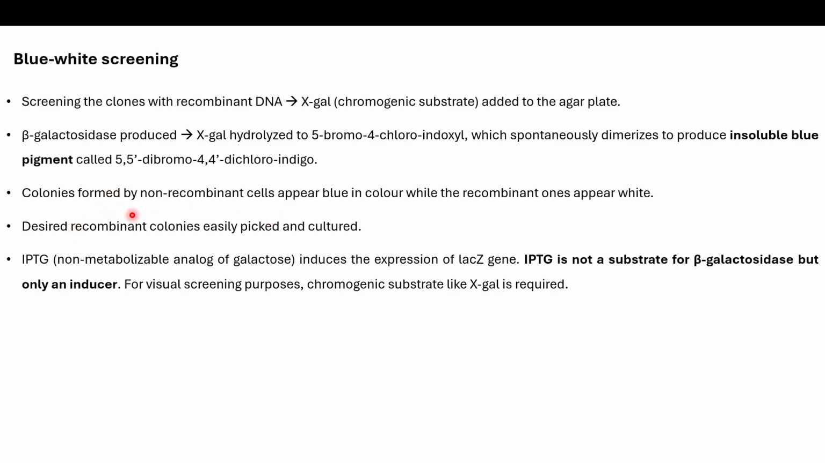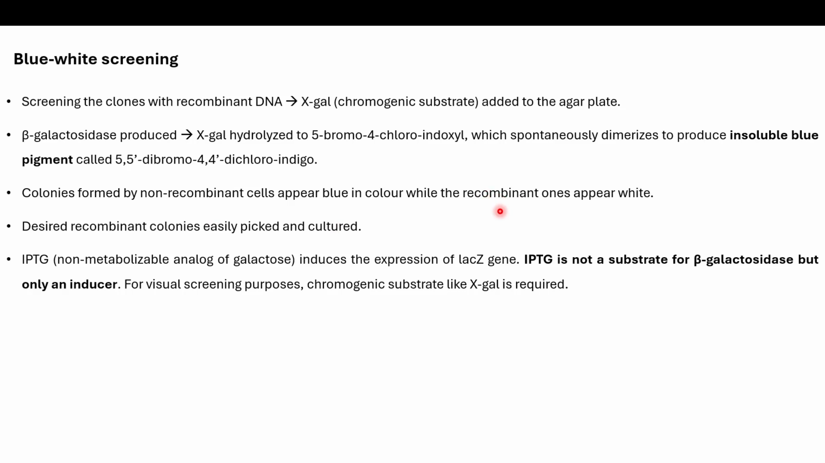LacZ alpha gene and LacZ mutant host cells. Host cells are expressing omega peptide, and the LacZ alpha gene that has been cloned can express the alpha peptide, right? Now, if the gene of interest has been cloned in the region encoding a particular peptide, suppose the omega peptide, then that won't be able to express or encode the particular peptide. Now alpha and omega peptide won't be able to complement each other, and functional beta galactosidase won't be there.